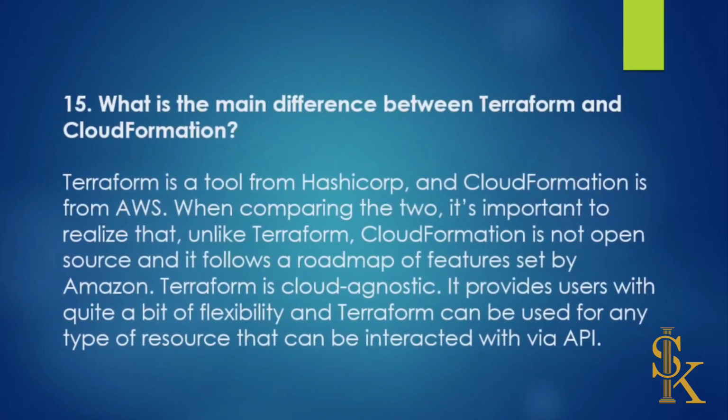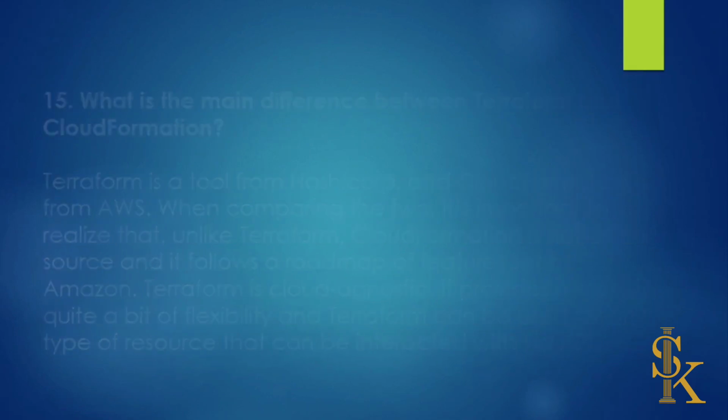15. What is the main difference between Terraform and CloudFormation? Terraform is a tool from HashiCorp, and CloudFormation is from AWS. When comparing the two, it's important to realize that, unlike Terraform, CloudFormation is not open source and it follows a roadmap of features set by Amazon. Terraform is cloud agnostic. It provides users with quite a bit of flexibility, and Terraform can be used for any type of resource that can be interacted with via API.